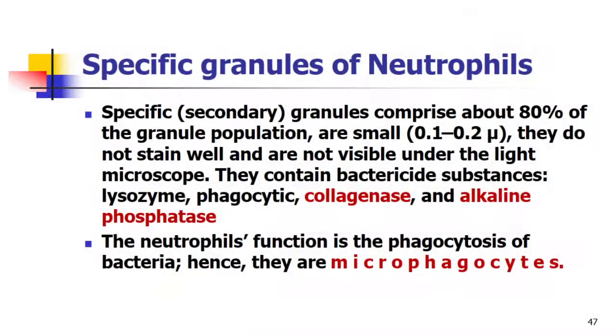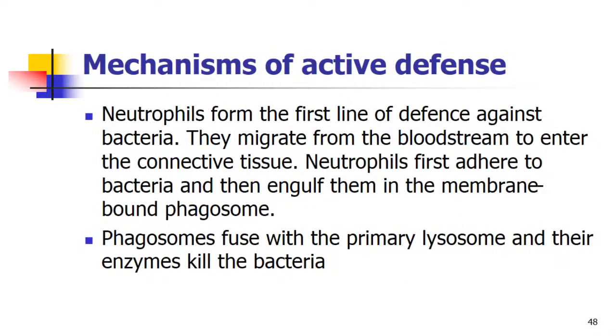So next, specific granules of neutrophils. Specific secondary granules comprise about 80% of the granule population, are small, 0.1 to 0.2 micron, and they do not stain and are not visible under the light microscope. They contain bactericidal substances: lysozyme, phagocytin, collagenase, and alkaline phosphatase. These are also very important enzymes. The neutrophil's function is phagocytosis, because alkaline phosphatase and collagenase are present. So remember this, because it's very important for answering questions about the cells.